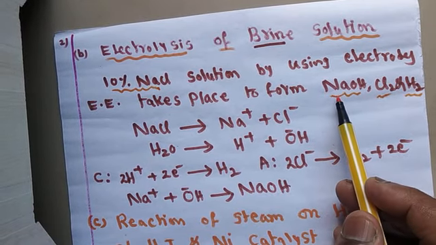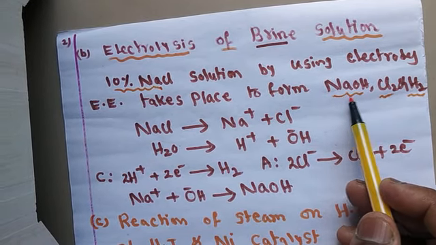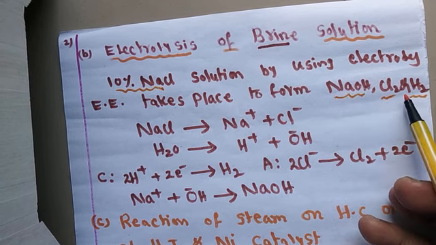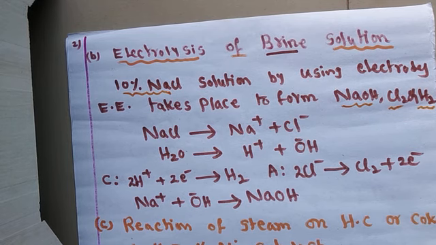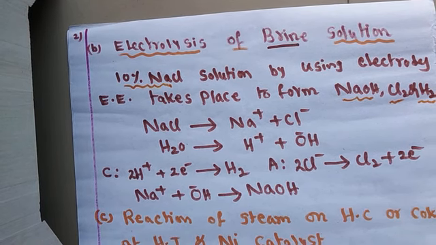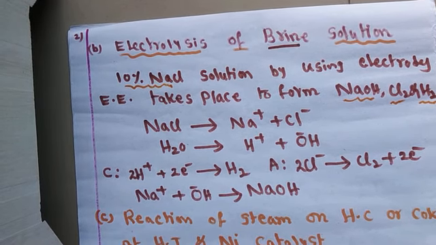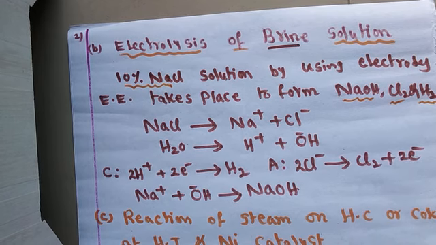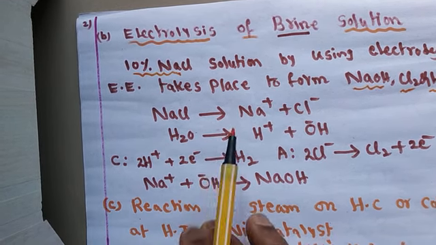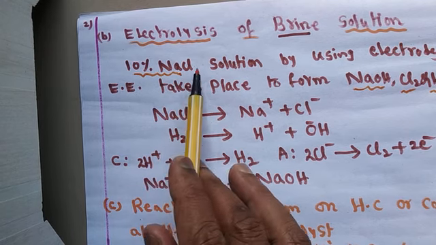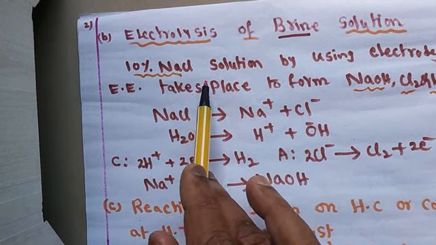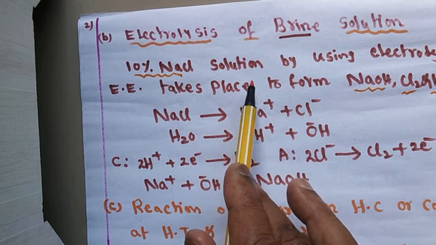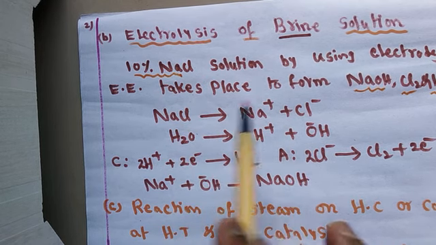So in this electrolysis process, what are the products? Sodium hydroxide, chlorine, and hydrogen. That's why this method is also used for the manufacture of sodium hydroxide as well as chlorine and hydrogen. So what are the reactions that take place, children? Observe here. You are using a 10% sodium chloride solution, nothing but 10 grams of sodium chloride dissolved in 100 grams of solution, or 90 grams of water.